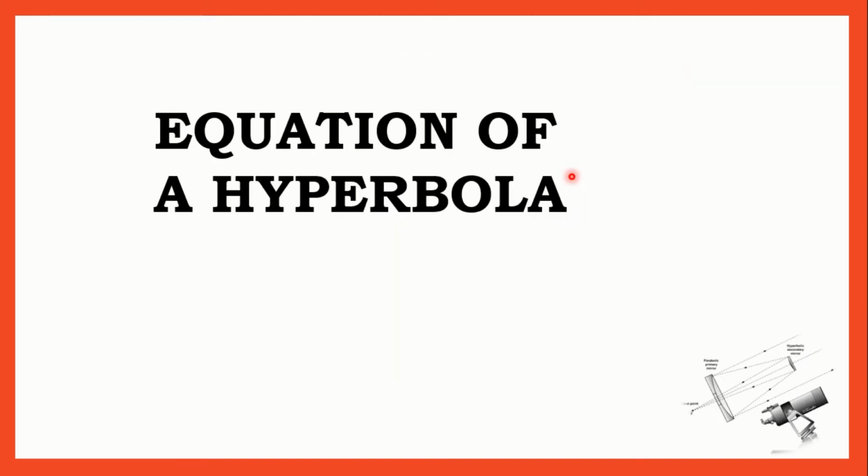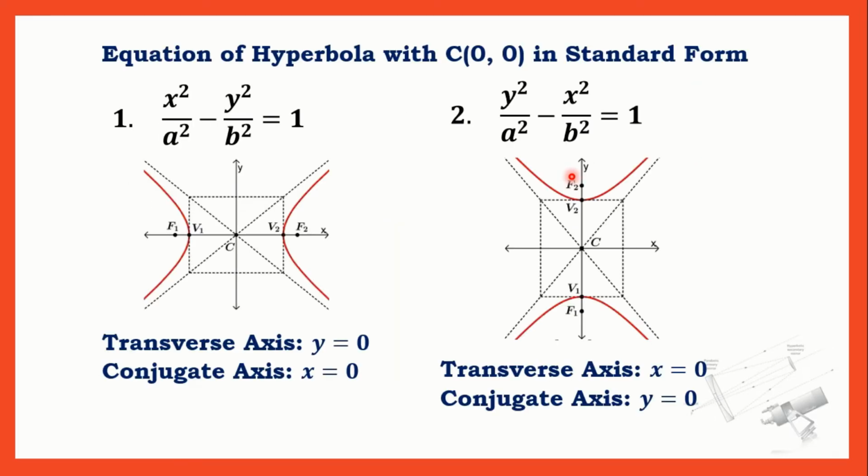Let's have the equation of a hyperbola. There are two standard forms of the equation of a hyperbola with center at 0, 0. First, we have x squared over a squared minus y squared over b squared equals 1, and the other is y squared over a squared minus x squared over b squared equals 1.